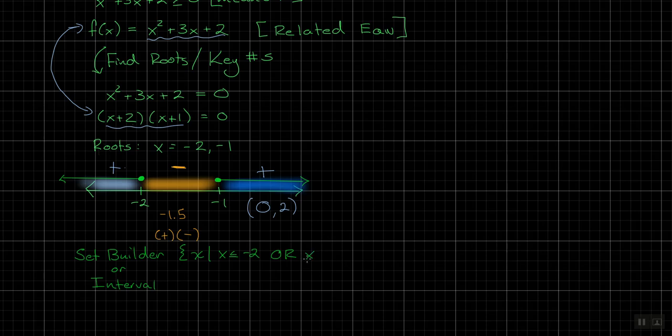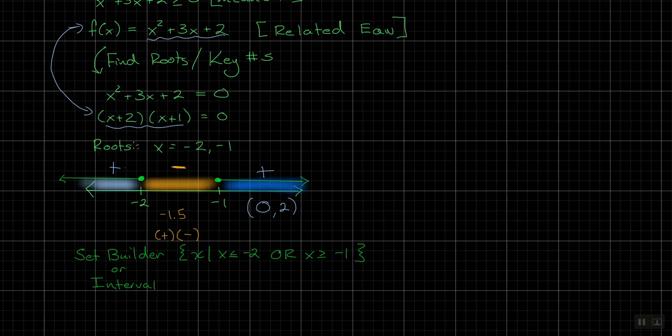x is greater than or equal to -1. This is set builder notation. I like this one. It makes me feel fancy when I write it. There's an alternative notation that if you guys prefer it, I'm totally cool with it. And I'm going to show you what I don't like about what your book does.